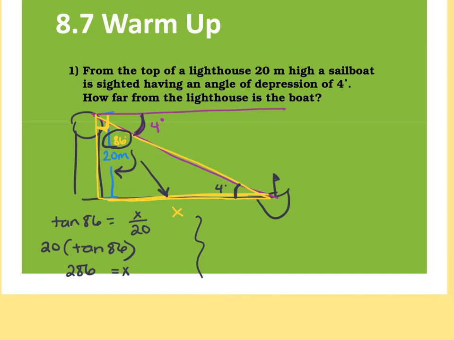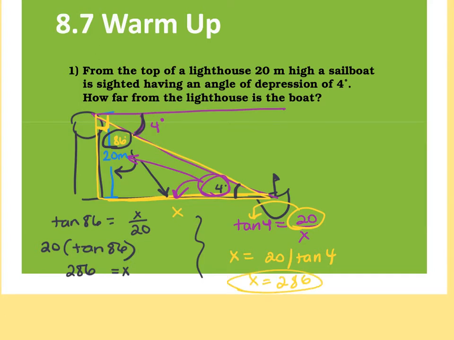If I used the 4 degrees, 20 is opposite, x is adjacent. So tangent of 4 would equal 20 over x. Numbers in the bottom, numbers in the top this time, so I take the 20, divide it by the tangent. And 20 divided by the tangent of 4 gives me that same answer. And then the unit would be meters.